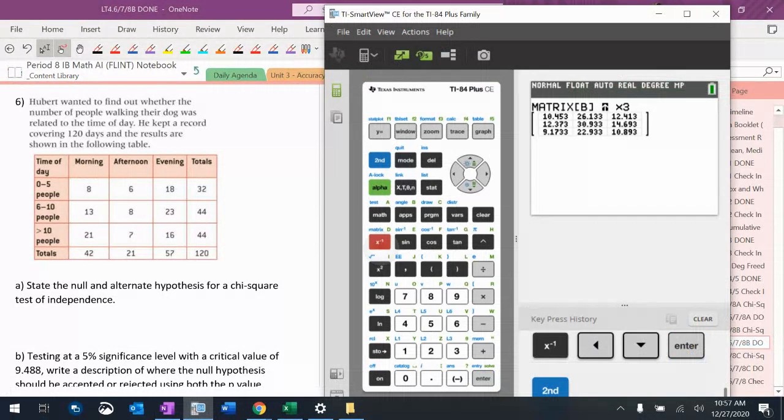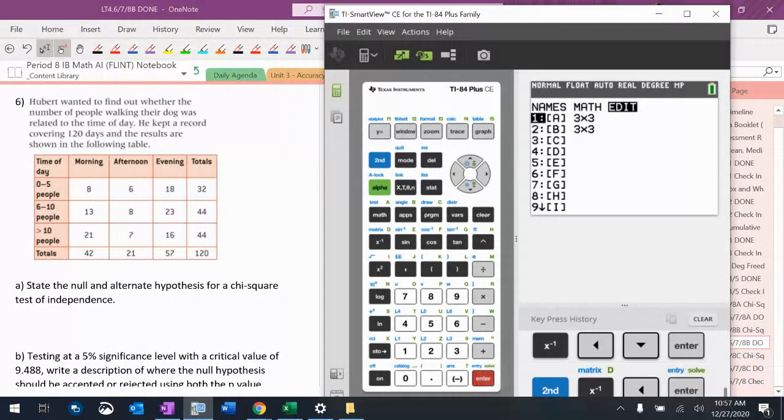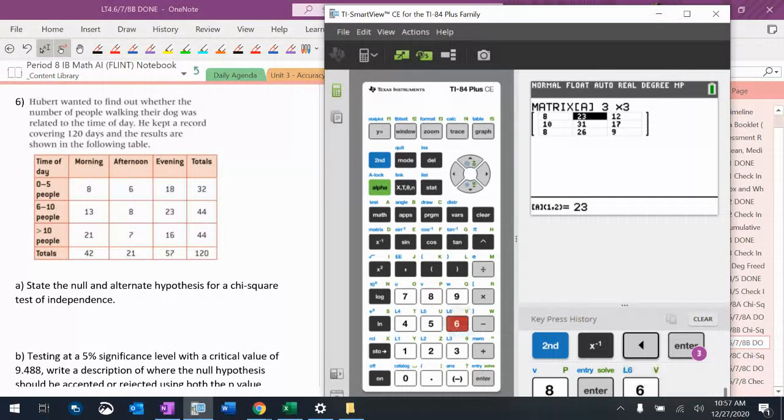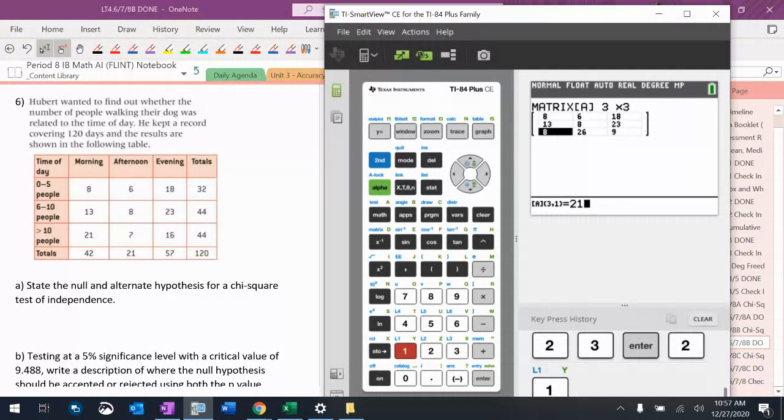So I'm going to go to matrix A. I'm going to edit it. It is 3 by 3 again. This is the observed frequencies. So 8, 6, 18, 13, 8, 23, 21, 7, 16. So there's my observed frequencies.